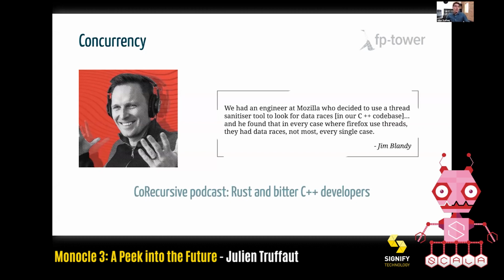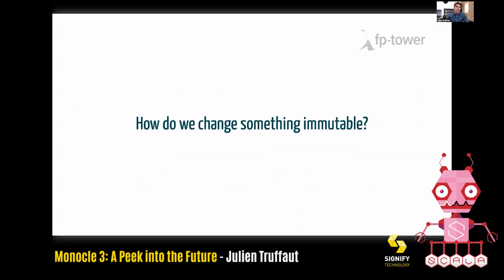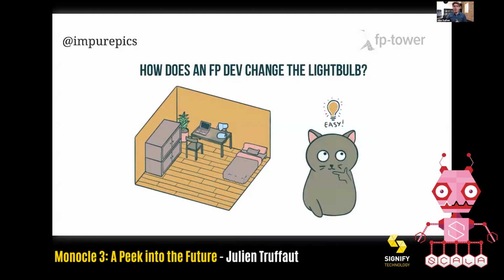Okay, so now if we accept that we use immutable data structures, the question is, how can we change it? Because, at the end of the day, our application is not static, so we need to change. But how can you change something that by definition cannot change? So I have a story for you. You may have heard it. And it's about how a functional programmer changes a light bulb.